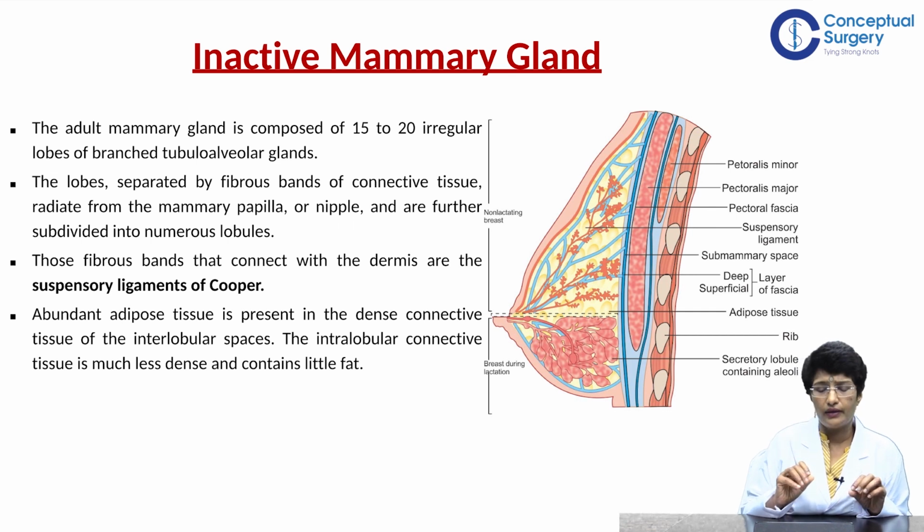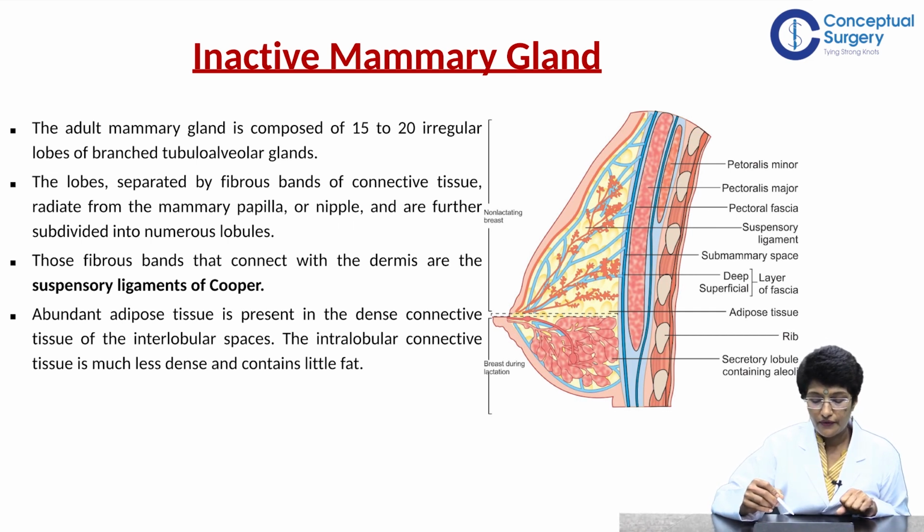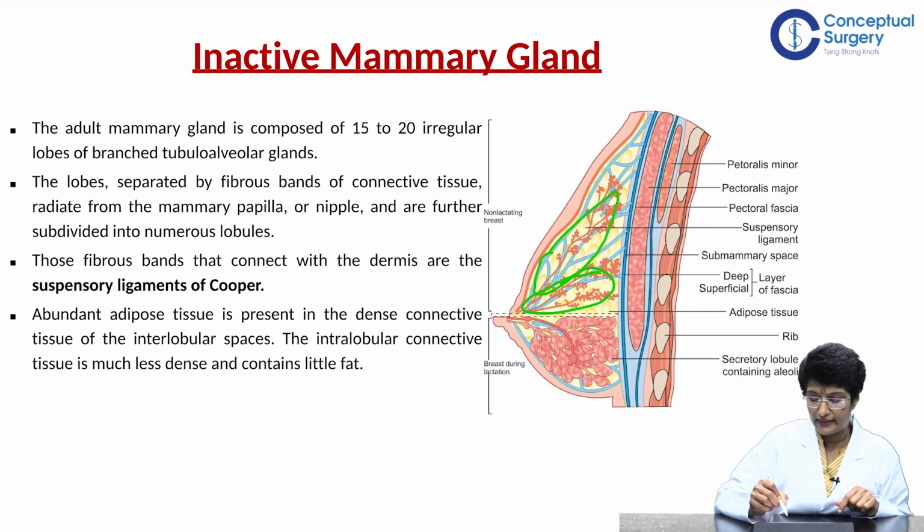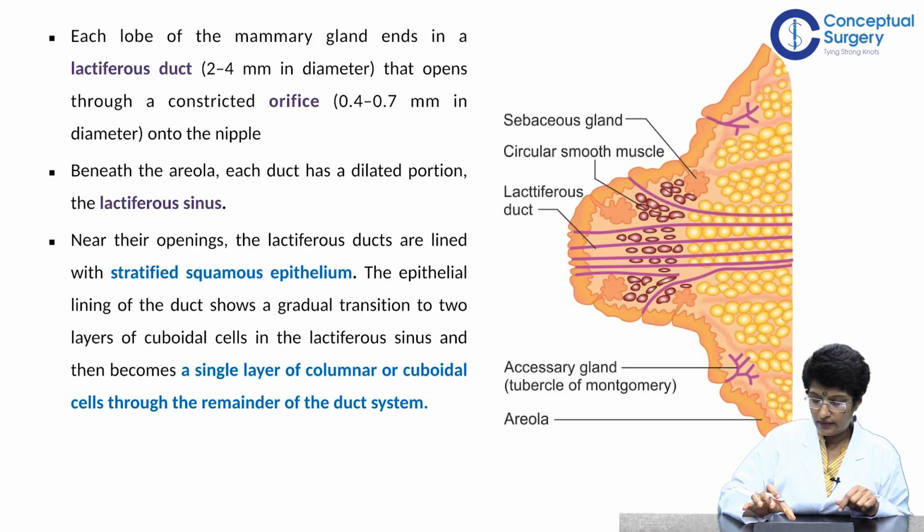In an inactive gland, you will find about 15 to 20 irregular lobes within the breast, and these lobes are separated by septi.